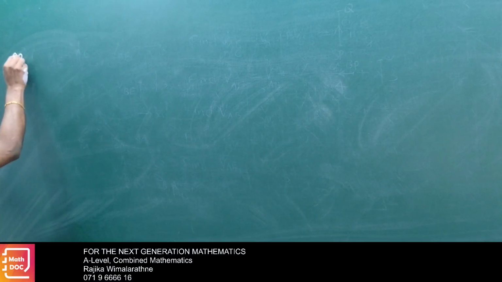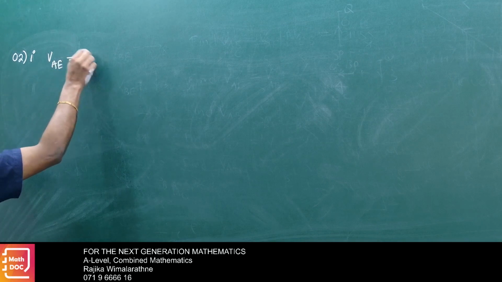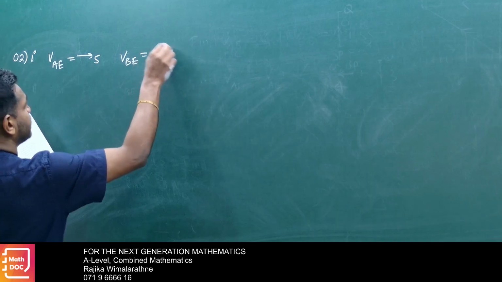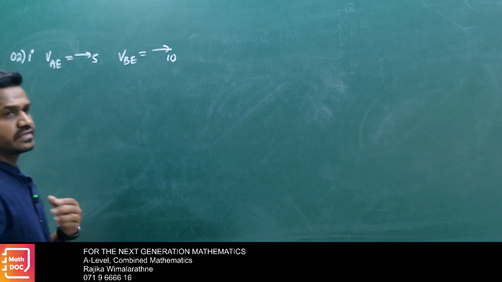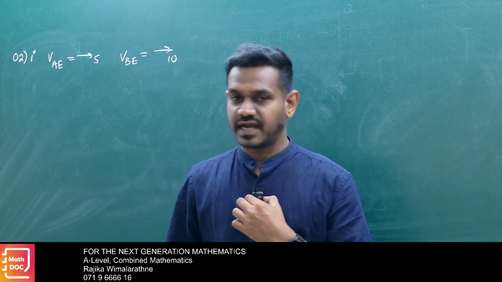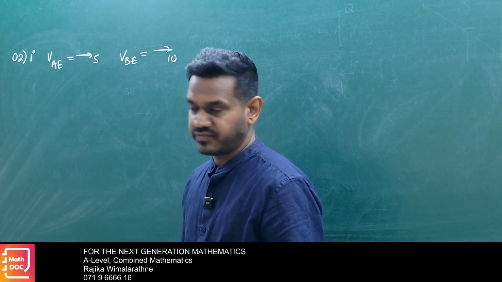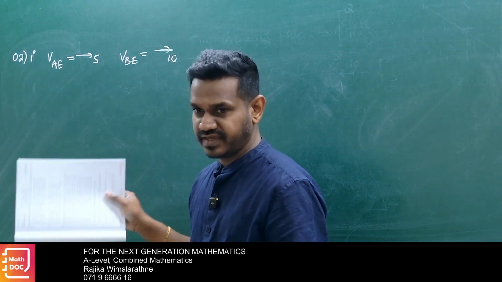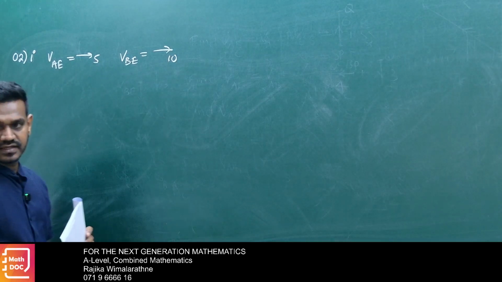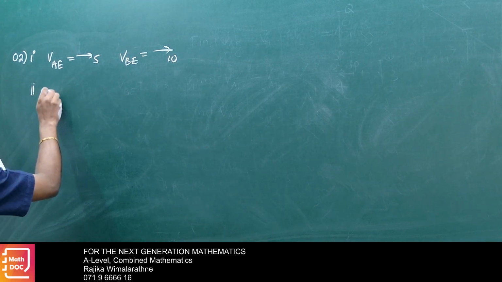Question set 2. First one, VAE, 5, VBE, like the previous one, okay? 10. So in some cases we can't sketch a triangle. We can't sketch triangles for some cases, okay? For this one, we can't sketch a triangle. But anyway, we can find it, no? Okay, continue. I need the relative velocity theorem, okay? Do so.